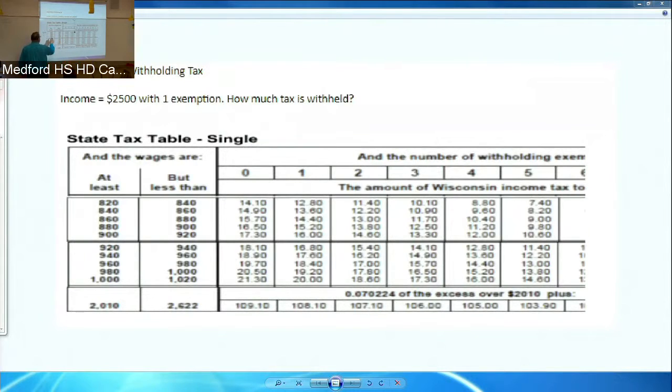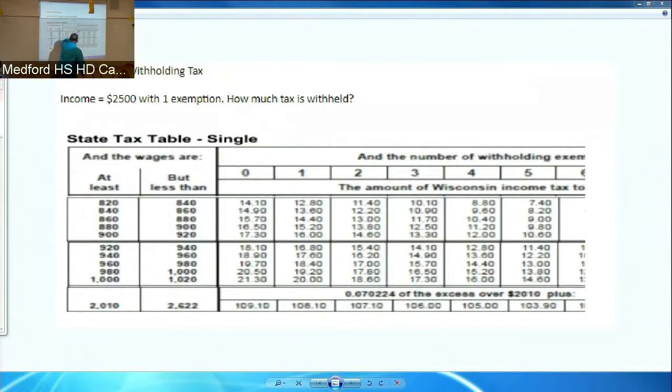First thing we have to do is simply find the category. Where's 850? Right there. And they have one allowance. Match up the categories. The amount that is being withheld from this check for that income is $13.60. That's the amount withheld. Pretty simple, right? Okay, and it really is that simple.